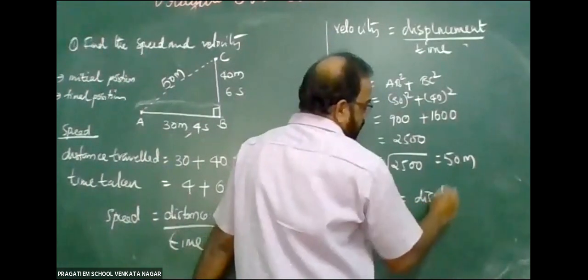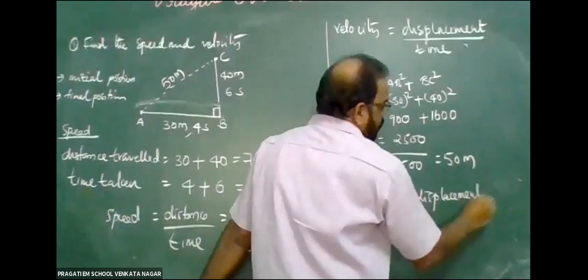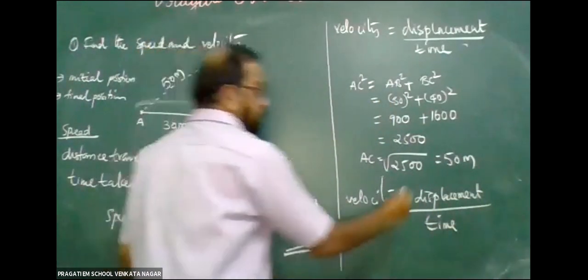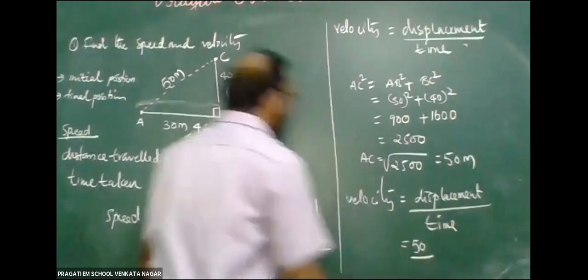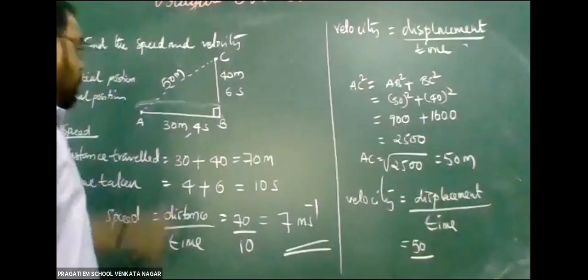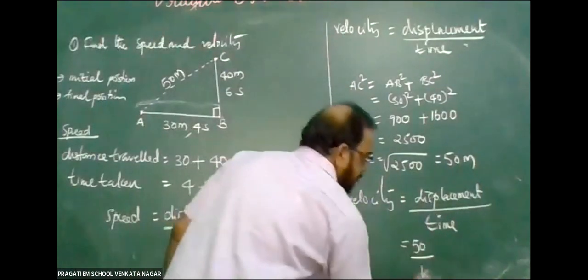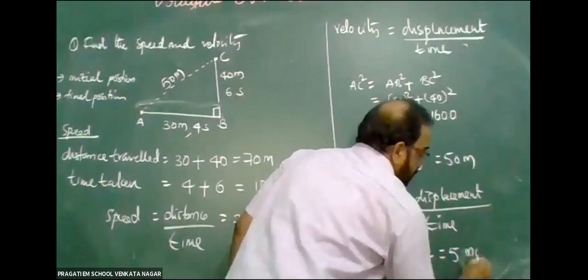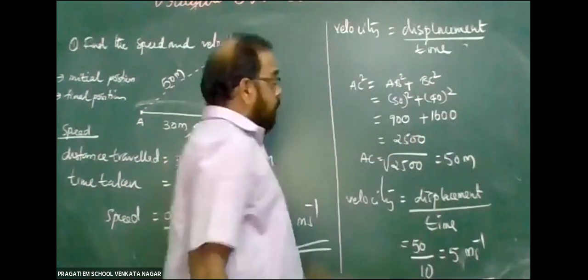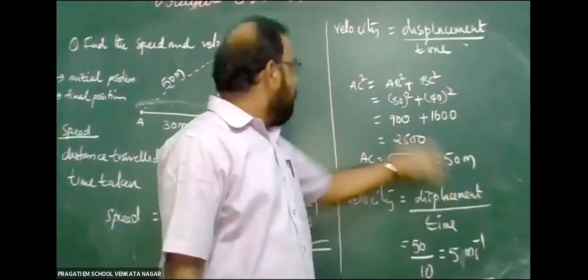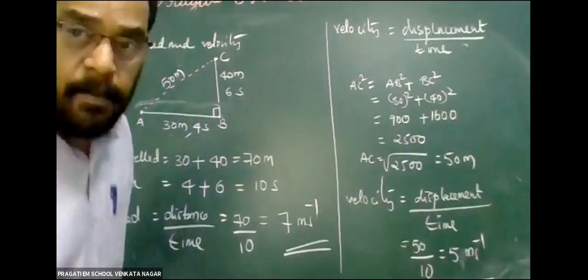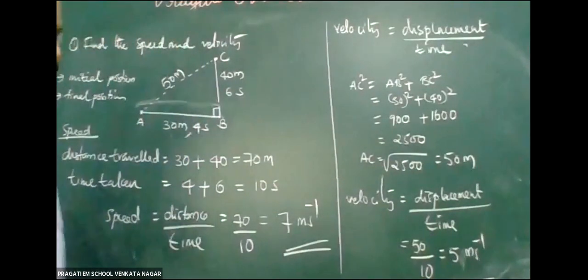is displacement divided by time. That is 50 by 10 seconds, 5 meters per second. Displacement we go to 50, time taken 4 seconds plus 6 seconds, 10 seconds. So 50 by 10, 5 meters per second.